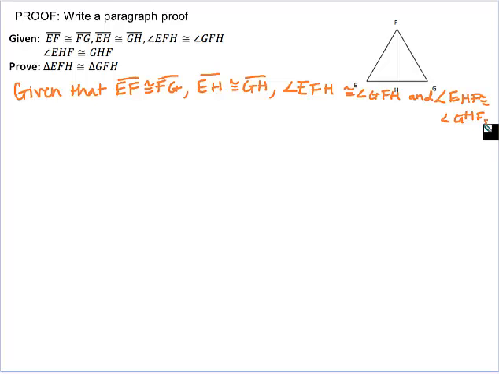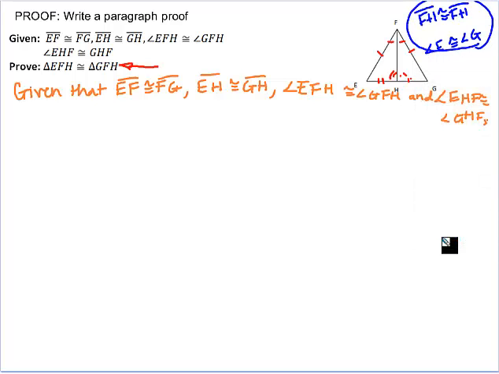Given that, we're going to state all of the given information. From there, once again, you would go to your diagram and mark all of the given information. We would look at the diagram, look to where we want to go, and identify what else we need to show. In order to show those two triangles are congruent, we need to show that FH is congruent to FH, and that angle E is congruent to angle G. We need to get this written down at some point in order to do so.